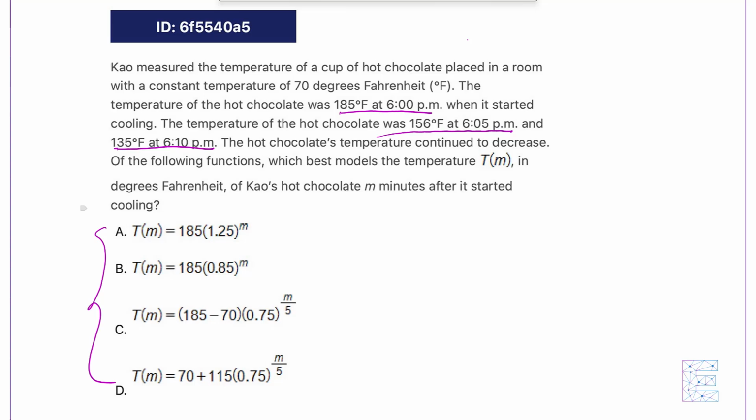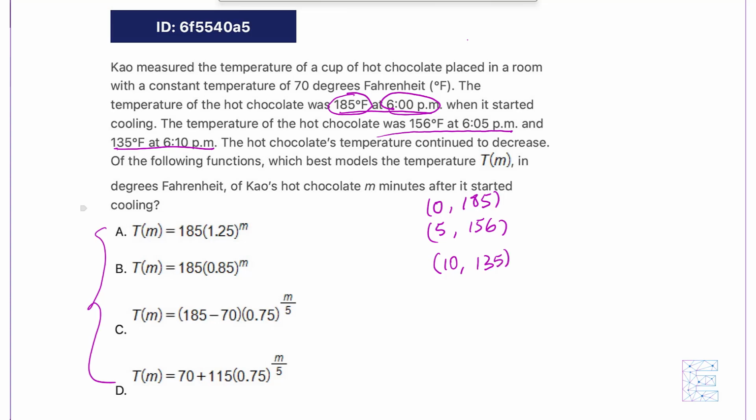Couple things I would like to point out. We're given points here. They just don't sound like points. So we could plug those in. At 6 p.m., the temperature was 185. That is, at the very beginning, when time was 0, the temperature was 185. At 6:05, after 5 minutes, the temperature went down to 156. So that's another point that we're given. And third, at 6:10, which is 10 minutes after the time we started measuring, the temperature went down to 135.